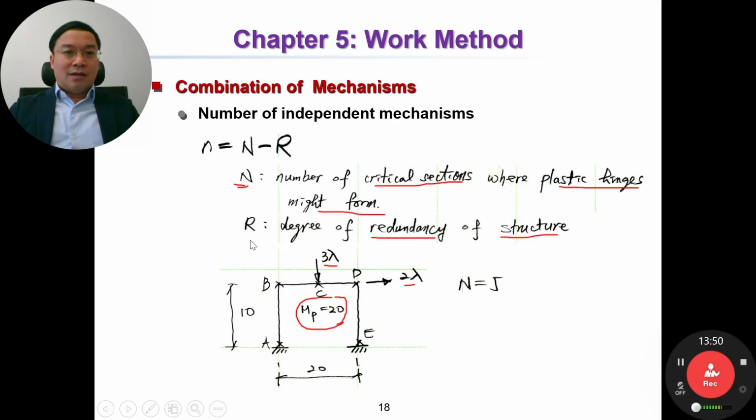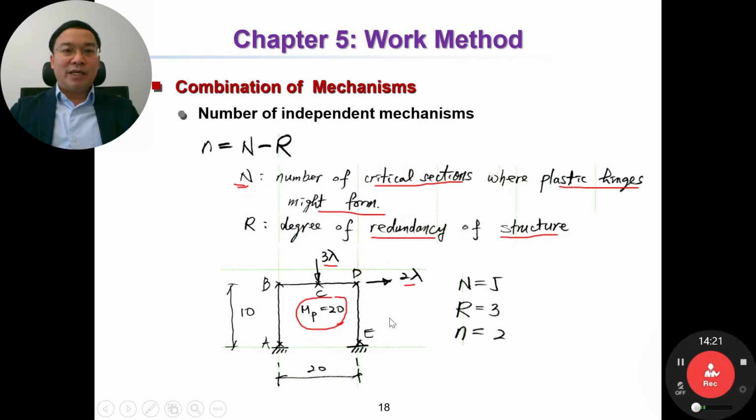How about r? What is the degree of redundancy of the structure? Is it 3? Yeah, it is 3. We already know the degree of redundancy of this structure is 3. Then n equal to 5 minus 3 equal to 2.